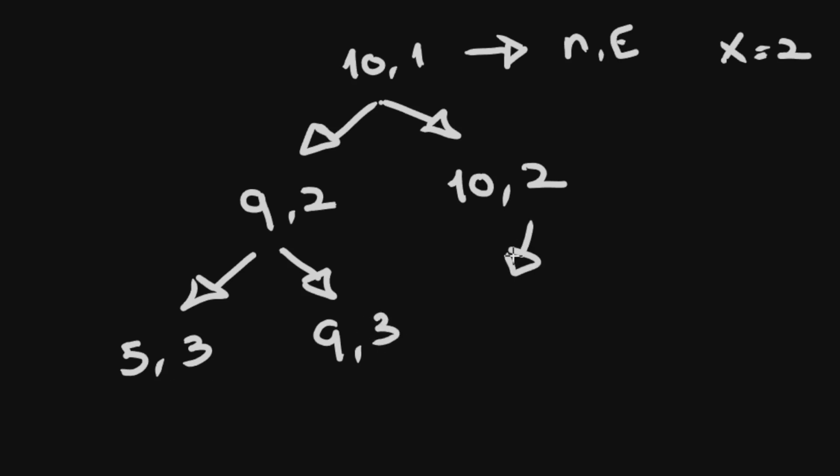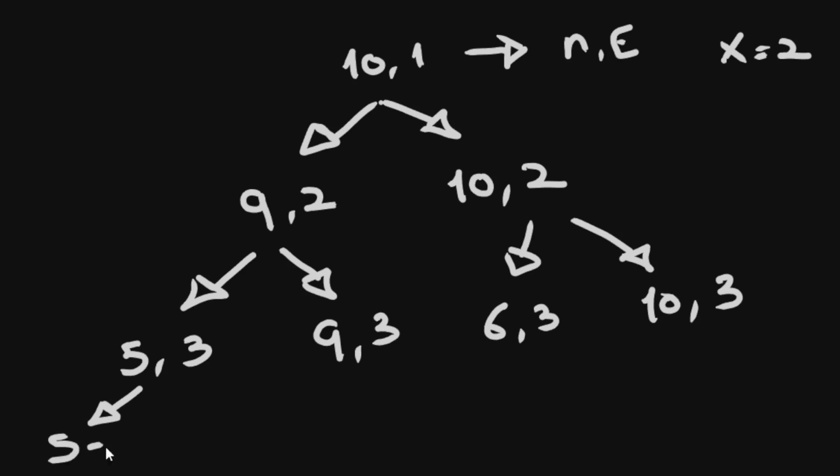Similarly, here we can decide to take this 2, so we do 10 minus 2 to the power of 2, and this is 6. So here we have 6, and the next element is 3. And if we decide to not take this 2, we have the same 10. This 10 is this 10. And the next value is 3. And finally here we can take 3, so we have 5 minus 3 to the power of 2.